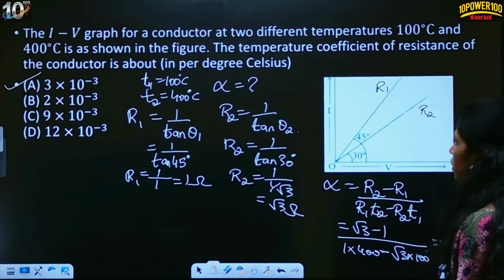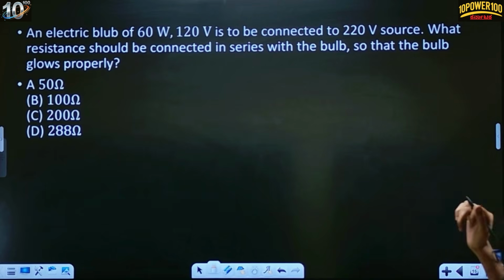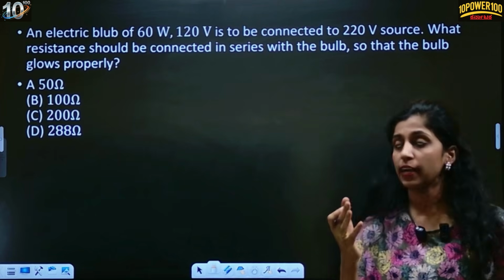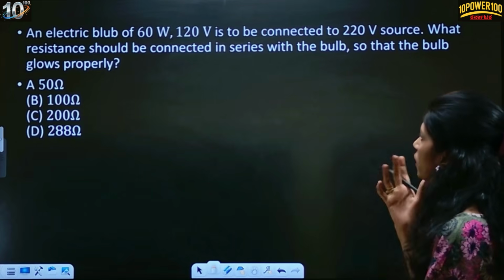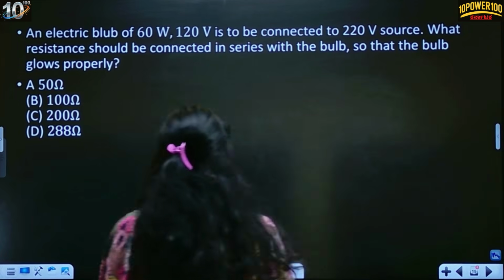Yeah, so moving to the next question. An electric bulb of 60 watt and 120 volt is to be connected to a 220 volt source. What resistance should be connected in series with the bulb so that the bulb glows properly?